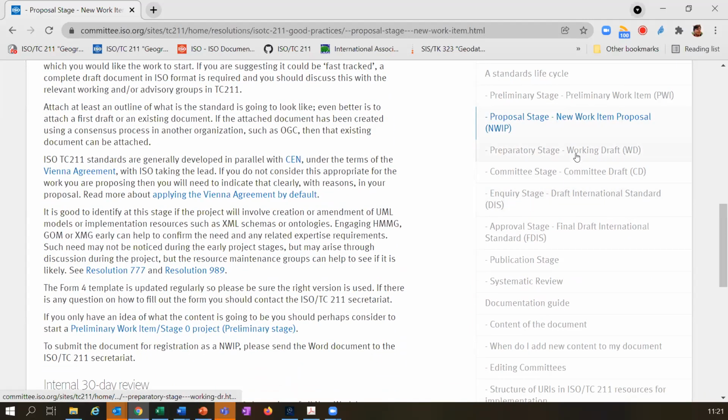We should also remember that even if we take a lot of resolutions, we can never take a resolution that is contradicting the ISO directives.